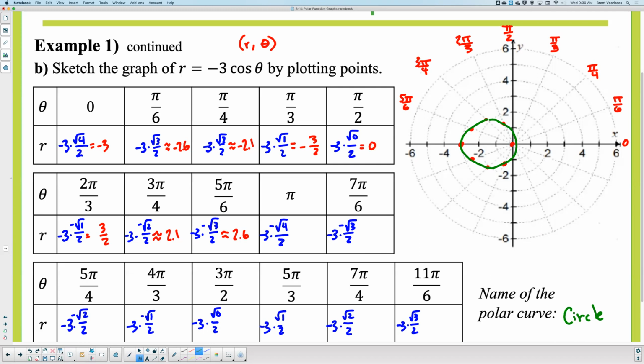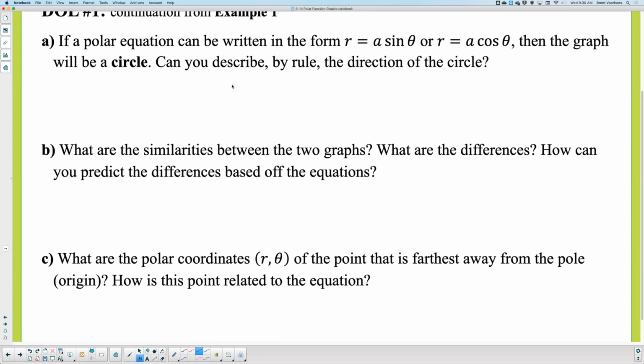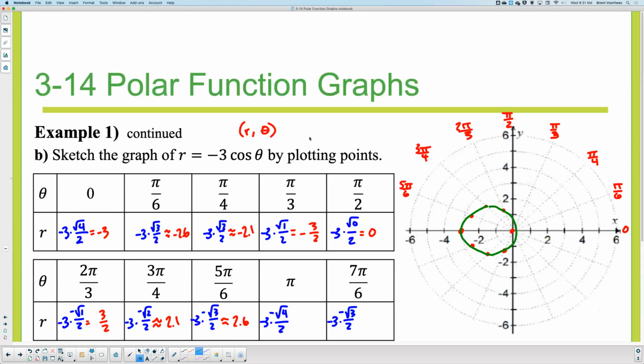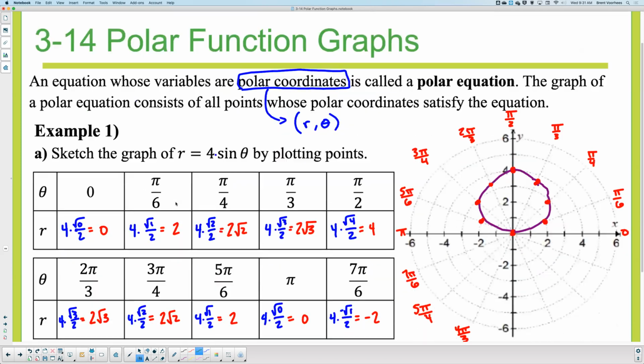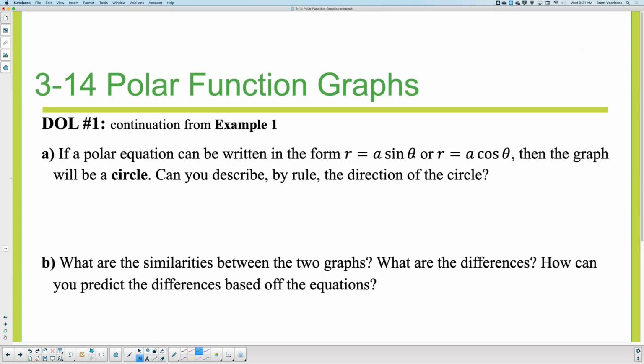Now, there's some rules for what makes something a circle with polar equations. And that's what your DOL is going to help you establish here. There are some rules. It says here this: if a polar equation can be written in this form, a sine theta or a cosine theta, where what does A represent? Look at our two examples, example A and example B. No, not sines and cosines. On example A, what was A represented by? 4. And what was A represented by on example B? -3. As long as A or the A value is a constant, then the graph will be a circle.